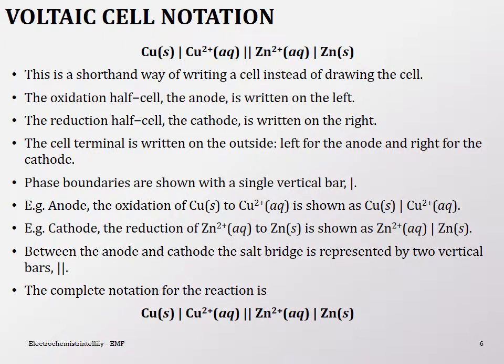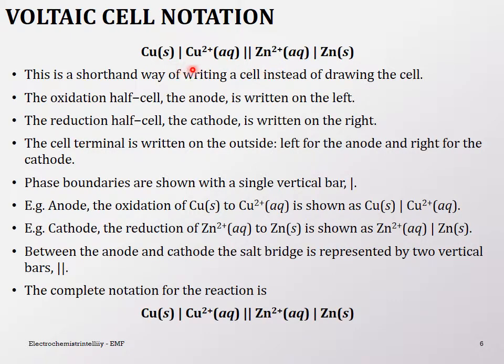Now a little bit about the voltaic cell notation, which is this kind of notation over here. This is very standard in electrochemistry, so you don't have to keep drawing out the electrochemical cells all the time. So here is a very rudimentary type of cell notation. It's what we call the shorthand way of writing, so you don't have to draw the cell.